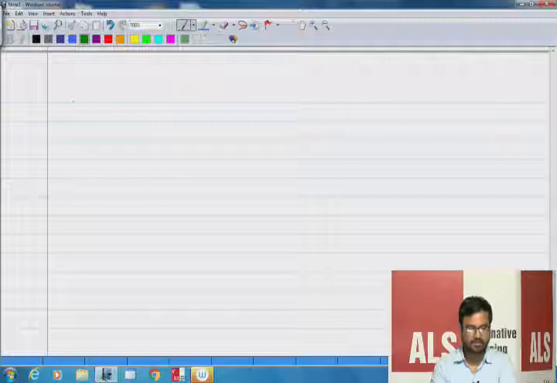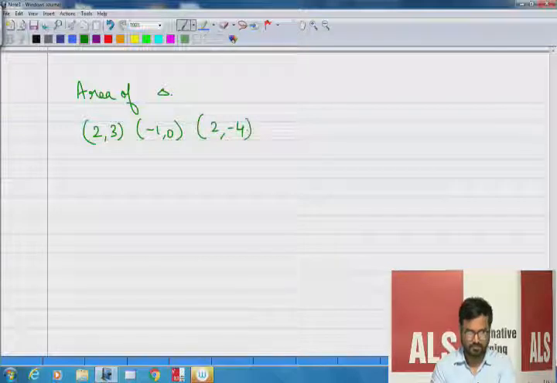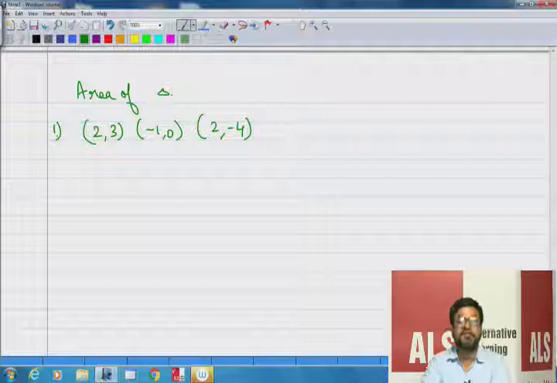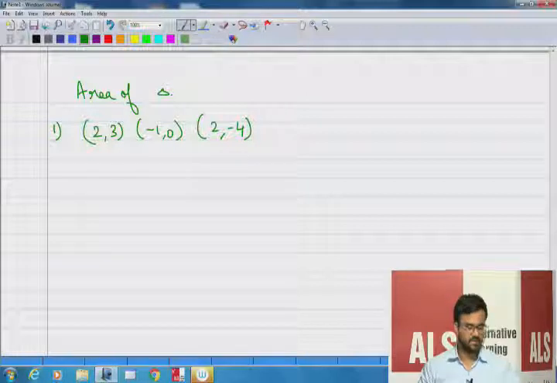So now try this one. Area of triangle. Find the area of the triangle if the coordinates are 2, 3, minus 1, 0 and 2, minus 4. Find the area of the triangle formed by joining these 3 points.